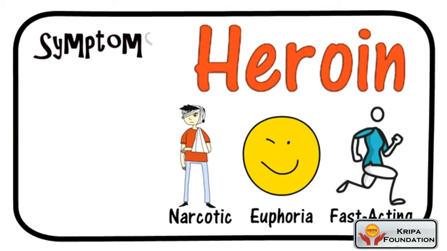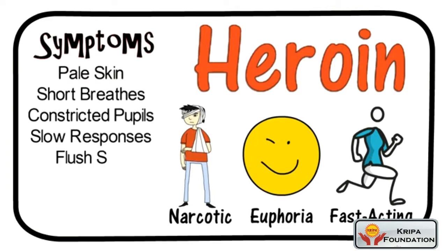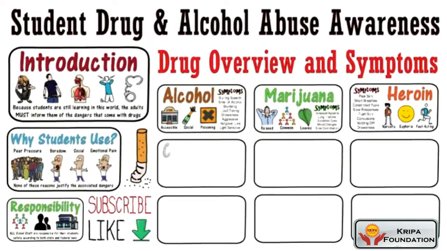Symptoms of heroin include the following: pale skin, short breath, constricted pupils, slow responses, flushed skin, convulsions, nodding off, and drowsiness. The next drug to be covered is cocaine.